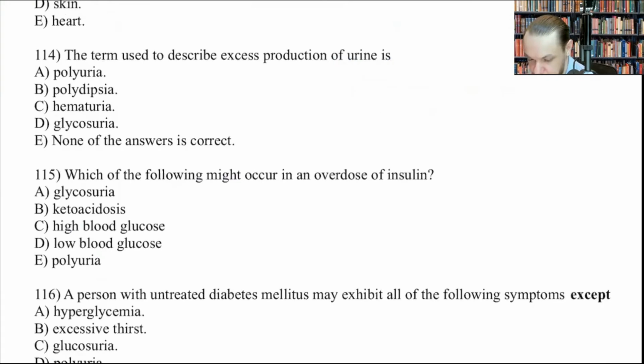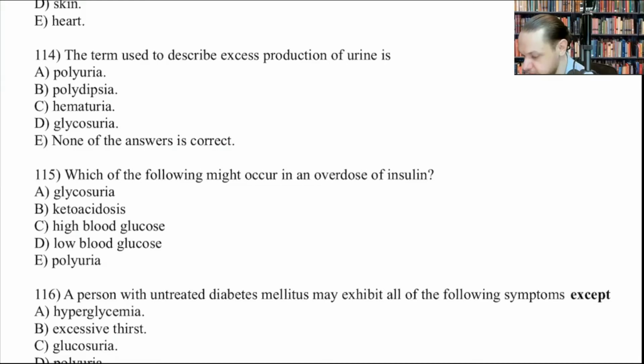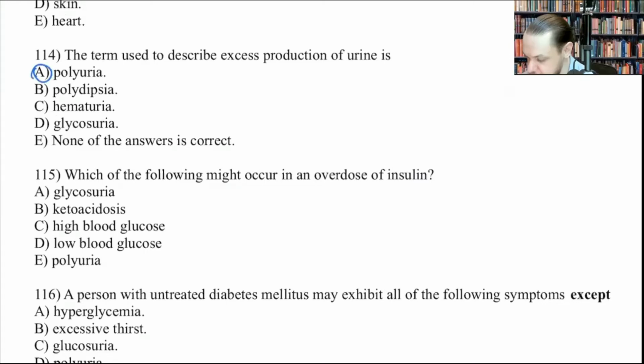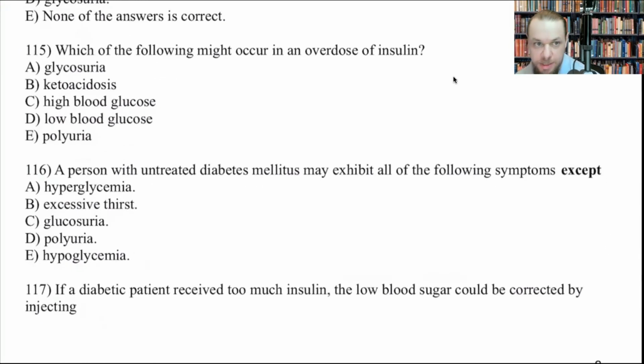All right. 114 is Milan. The term used to describe excess production of urine is polyuria. Polyuria, right? So polyuria is correct. It is A. All right. So we finished number 114. 114 was A, polyuria. 115, we're going to go with Ian.